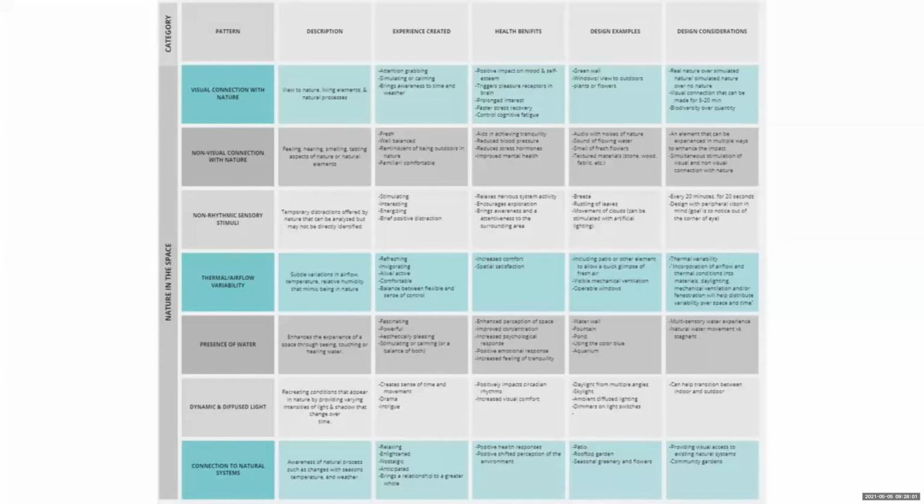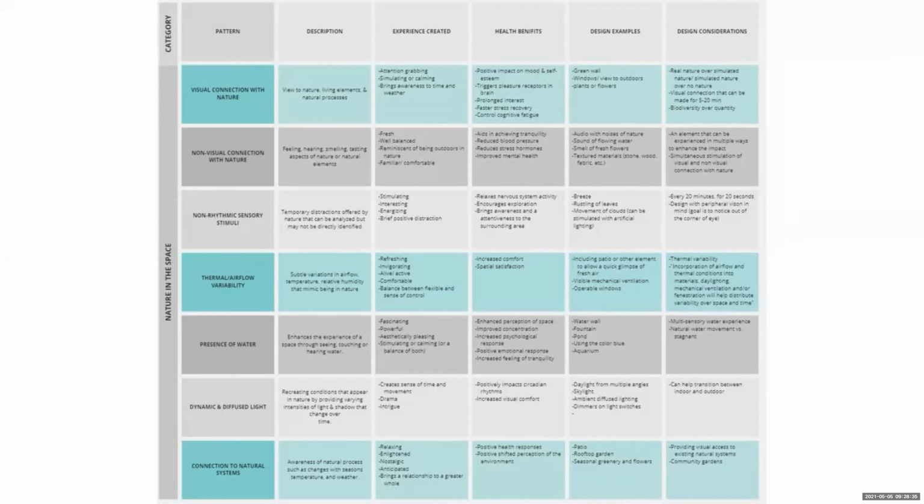So here I have included an example of what the patterns are. On the left are labeled the patterns. There's also 3 different categories. The first is nature in the space. So that means nature that you can physically see, or different aspects, maybe that you can feel, sensory things inside of the space itself. This chart shows the patterns, descriptions, the experience created, health benefits, design examples, and design considerations.